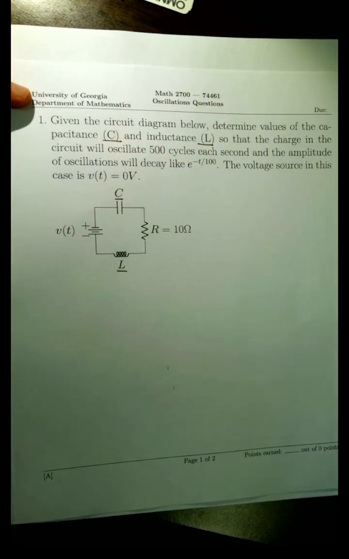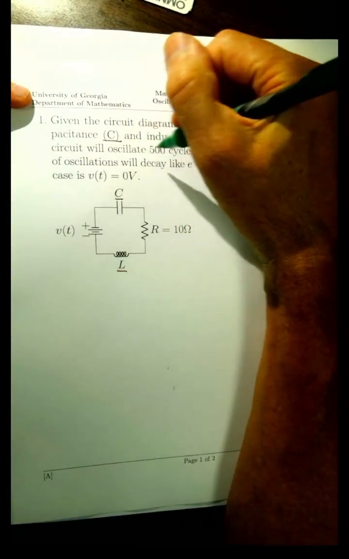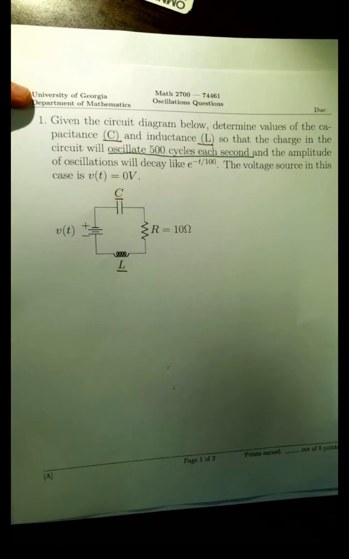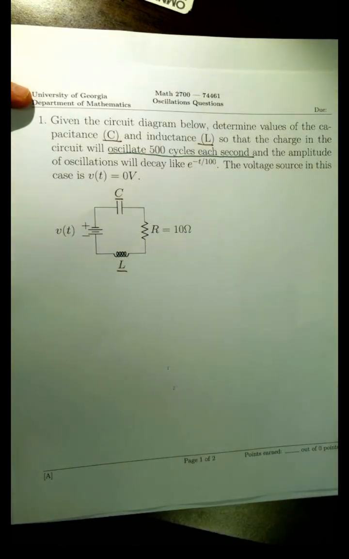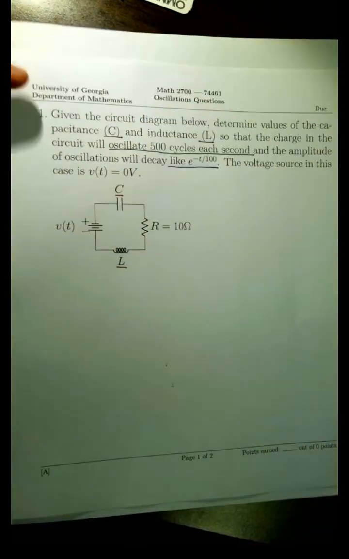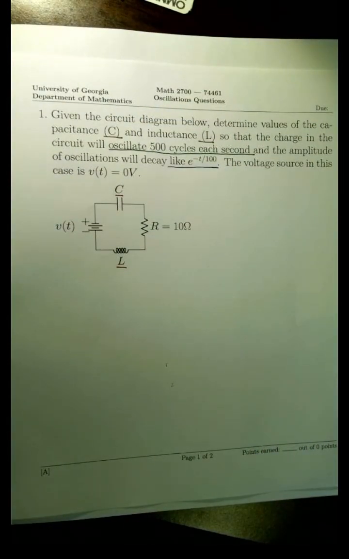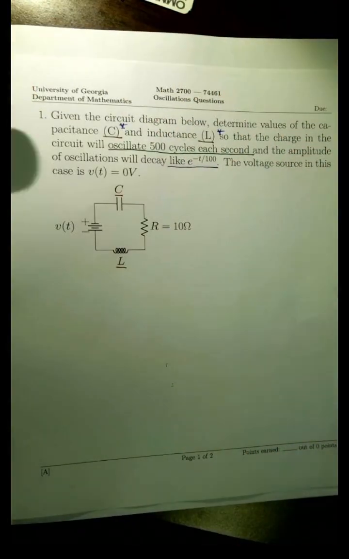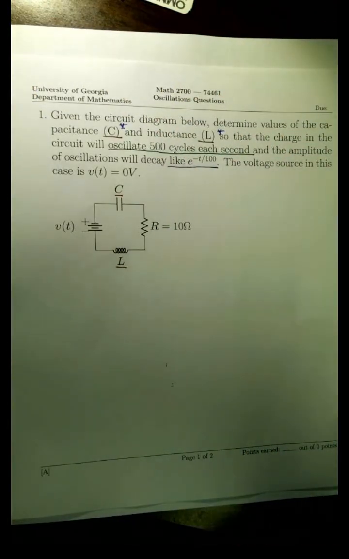And our goal is we want the circuit to have oscillations of 500 cycles a second, and we want the oscillations to decay like e to the minus t over 100. So the question is what values of C and L will achieve this objective?